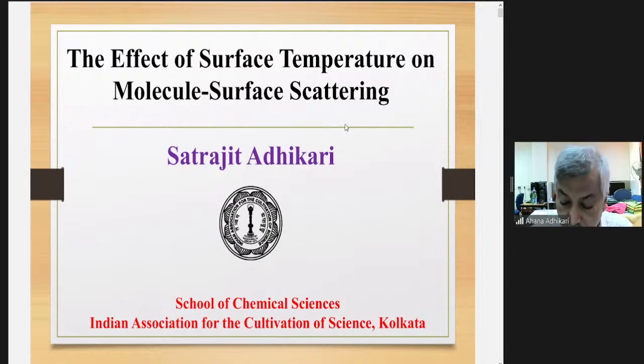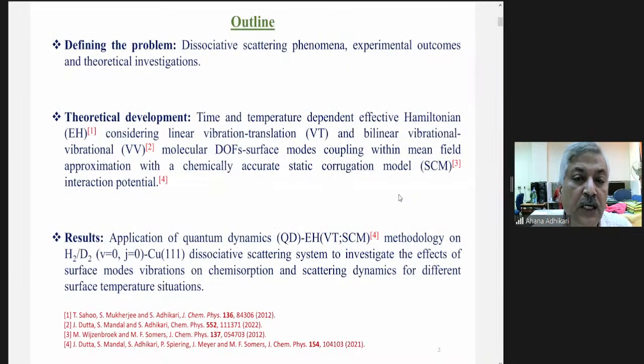So many things happen. If we move to the next slide, we see the outline of this lecture: defining the problem, the dissociative scattering phenomena. As I said, when hydrogen hits a copper surface, it undergoes dissociation. With a certain kinetic energy, the hydrogen molecule comes and hits the copper surface. The question is, is there any surface temperature effect in the dissociation of H2 on the metal surface?